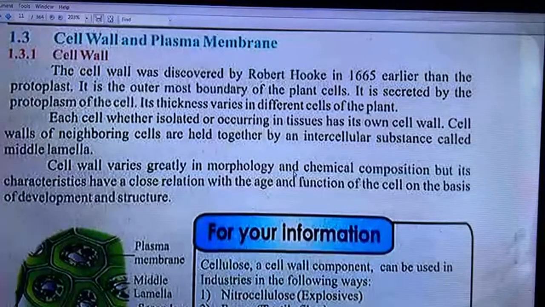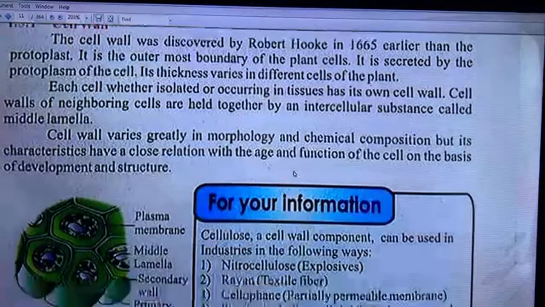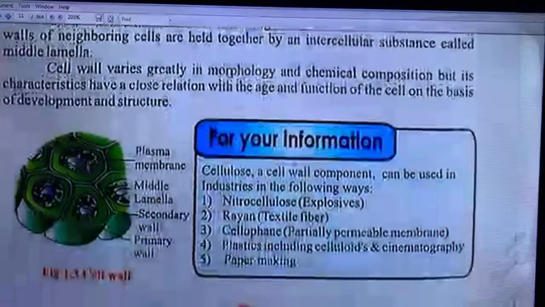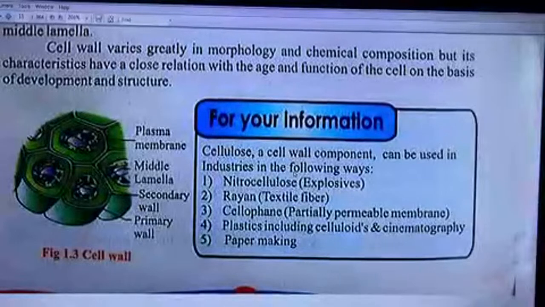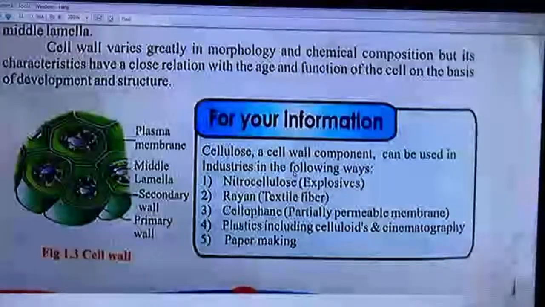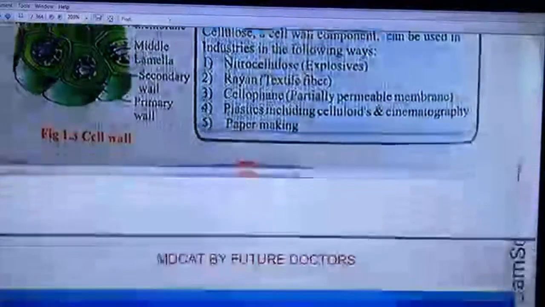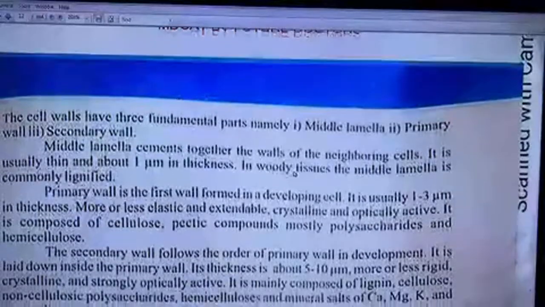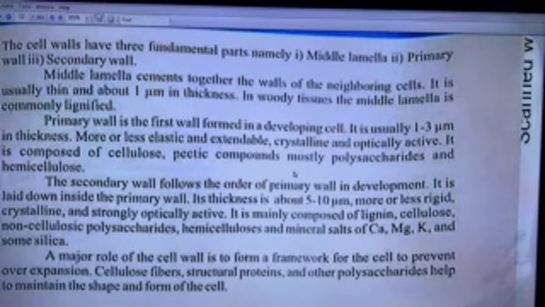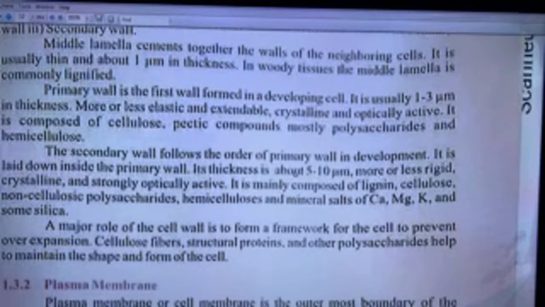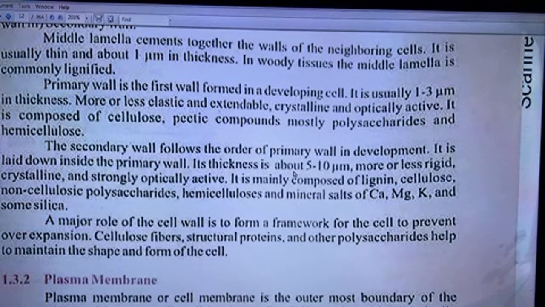Cell walls of neighboring cells are held together by an intercellular substance called the middle lamella. Cell wall varies greatly in morphology and chemical composition, but its characteristics have a close relation with the age and function of the cell. On the basis of development and structure, the cell wall has three fundamental parts, namely middle lamella, primary wall, and secondary wall. Middle lamella cements together the walls of neighboring cells.